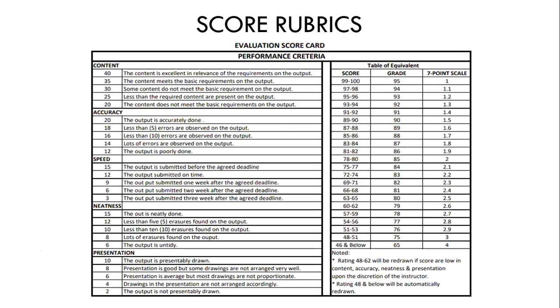And since the score rubrics are not new for you, right? We have here the CASNP: content, accuracy, speed, neatness, presentation. That's our criteria. Sorry, wrong spelling on the criteria. Anyways, that's our performance criteria.